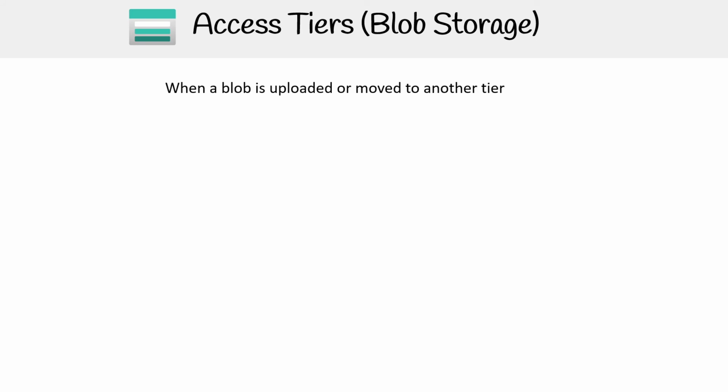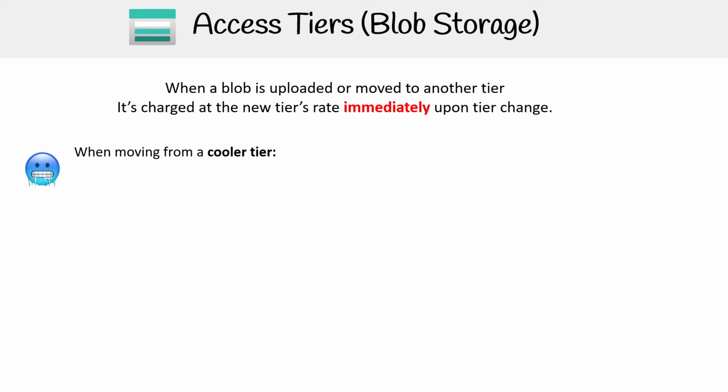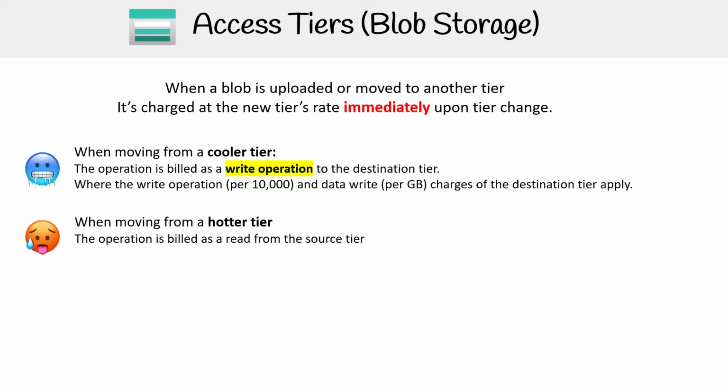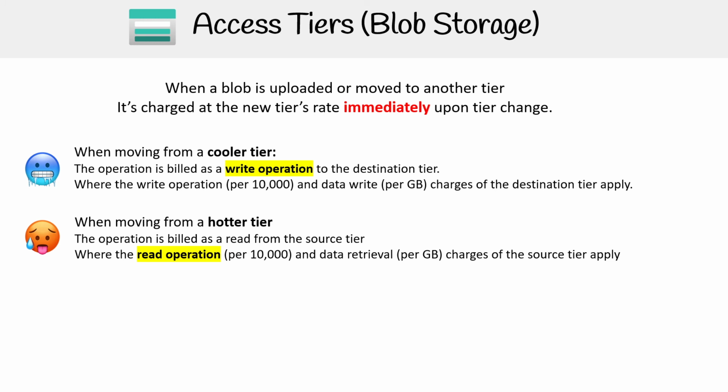And just a few other things here. When a blob is uploaded or moved to another tier, it's charged at the new tier's rate immediately upon the tier change. So when you're moving to a cooler tier, the operation is billed as a write operation to the destination tier, and the write operation per 10,000 and data write per gigabyte charges for the destination tier apply. When moving to a hotter tier, the operation is billed as a read from the source tier, and the read operation per 10,000 and data retrieval per gigabyte charges for the source tier apply. Early deletion charges for any blob moved out of the cool or archive tier may apply as well.